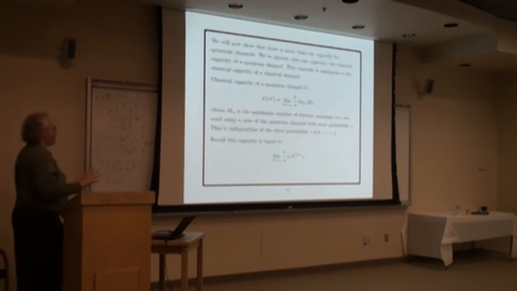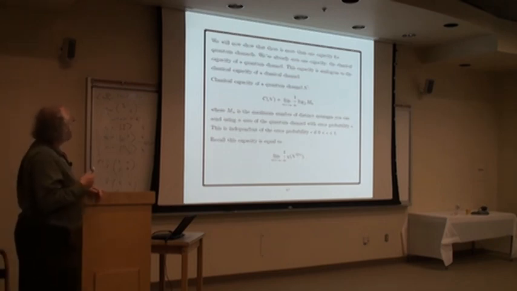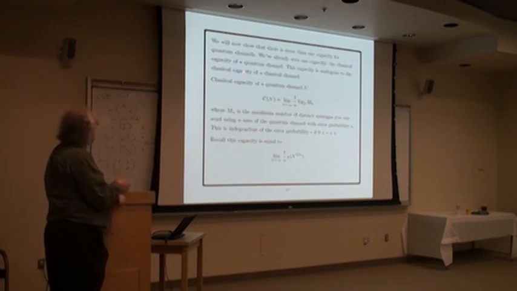So now what I'm going to do is try to convince you that there's a whole bunch of different capacities for quantum channels. So we've already seen one capacity, the classical capacity of quantum channels. Okay, so that was the limit as n goes to infinity of 1 over n times the log of the maximum number of distinct messages you can send using n uses of the quantum channel and have small error probability.